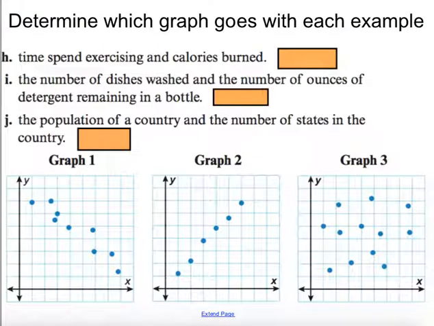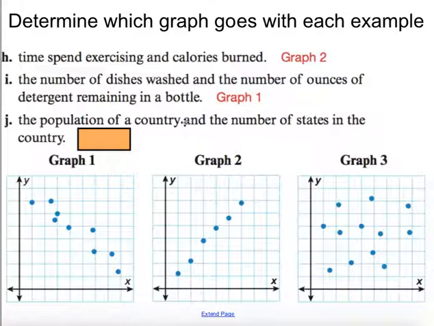So to go over a couple different examples here, we can figure out with words what these might be. Time spent exercising and calories burned, well, I would imagine this is a positive correlation because as I increase my exercising, my calories burned also goes up. That kind of looks like graph 2. Number of dishes washed and number of ounces of detergent remaining. Well, as I increase the number of dishes, the amount of detergent left goes down. So I would say that's like graph 1.